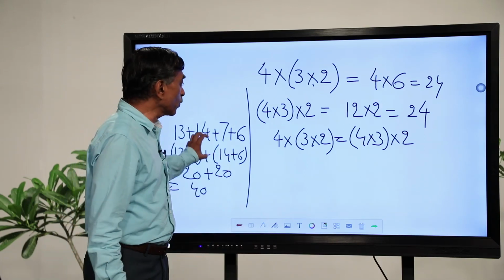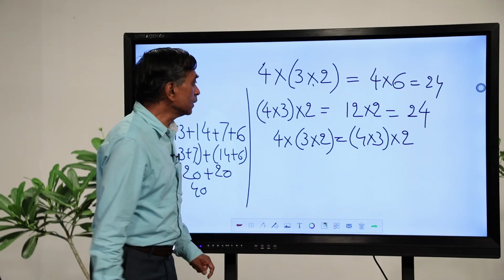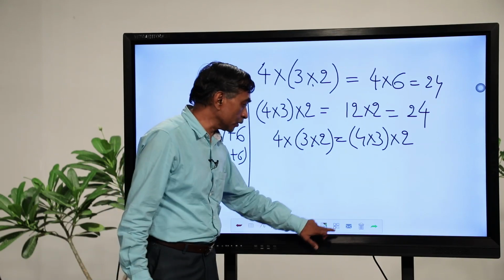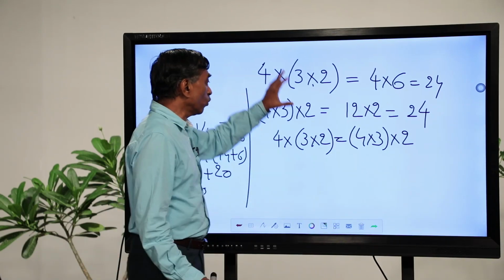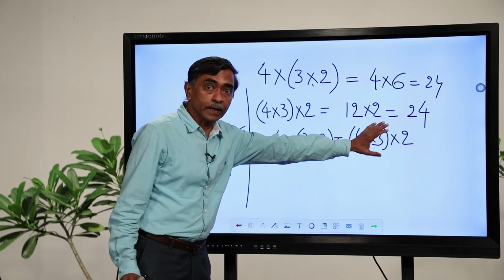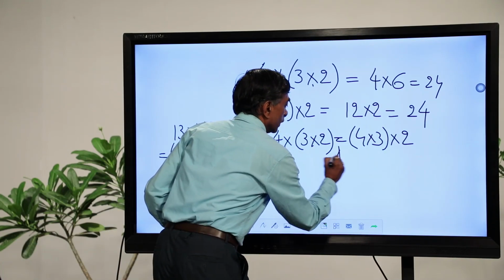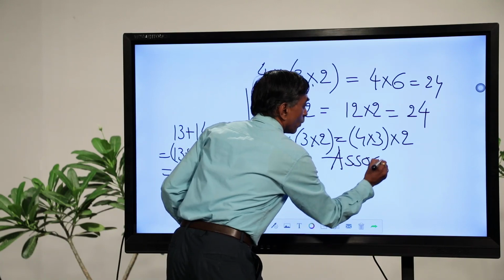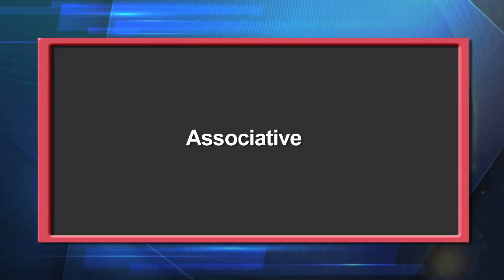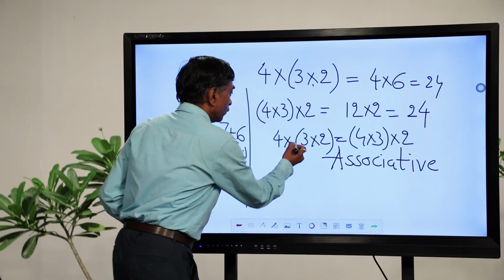So, you can see how properties help us to do that. Similarly, in the case of multiplication also. Now, whatever we did here in the case of these numbers, we call this the associative property. We call this particular property associativity or the associative property. In this particular property, what have we done?